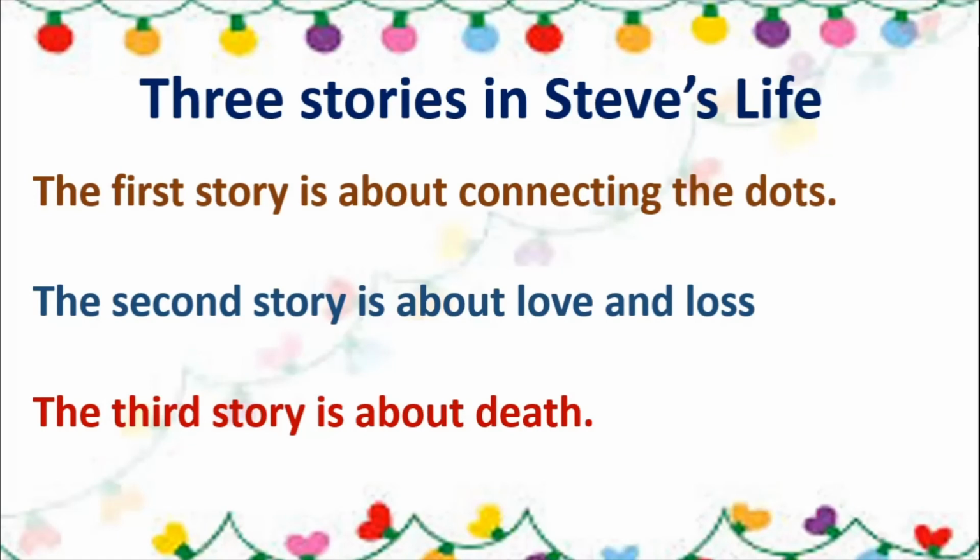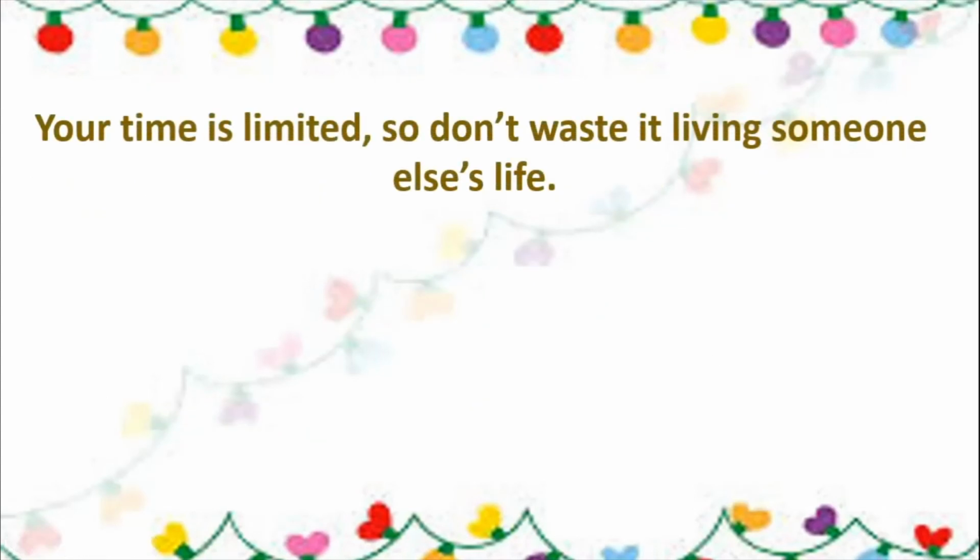The first one we saw in detail about connecting the dots. The second one is about love and loss of love. And the third story is about his death. Okay, he also says that he learned many things from his life. So what were the things that he learned in life? He says that your time in this world is limited. So don't waste it living someone else's life, that is, fulfilling someone else's expectation.